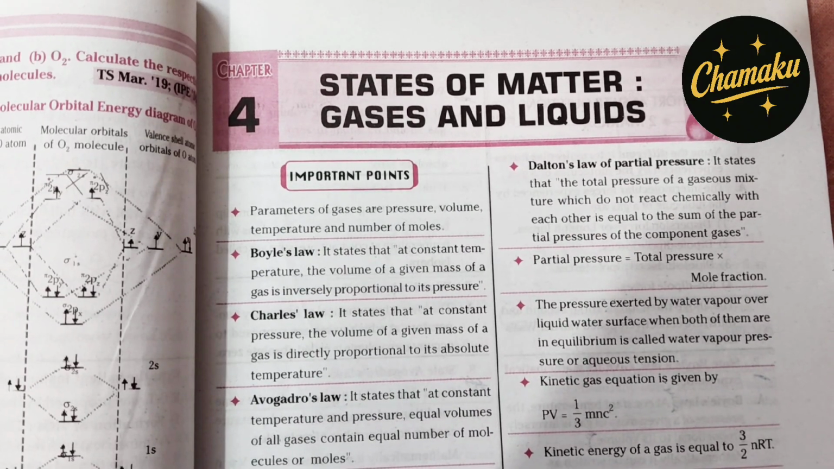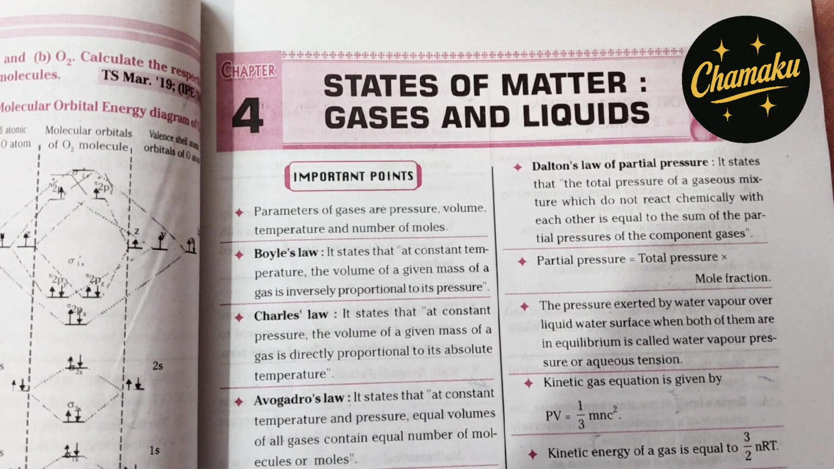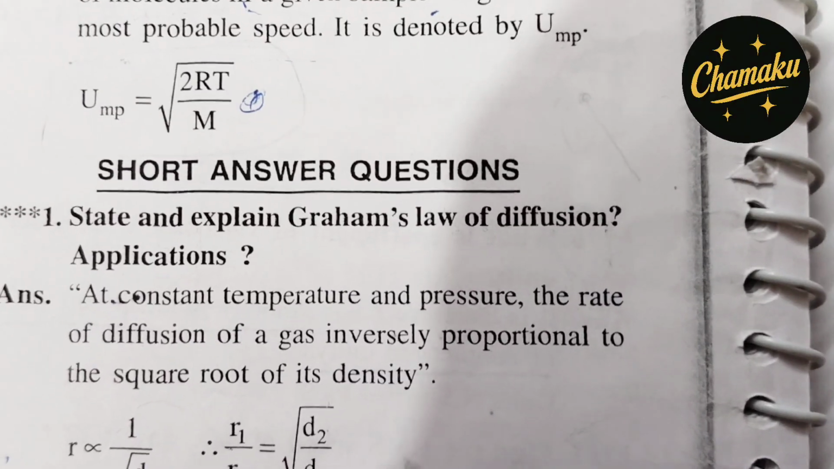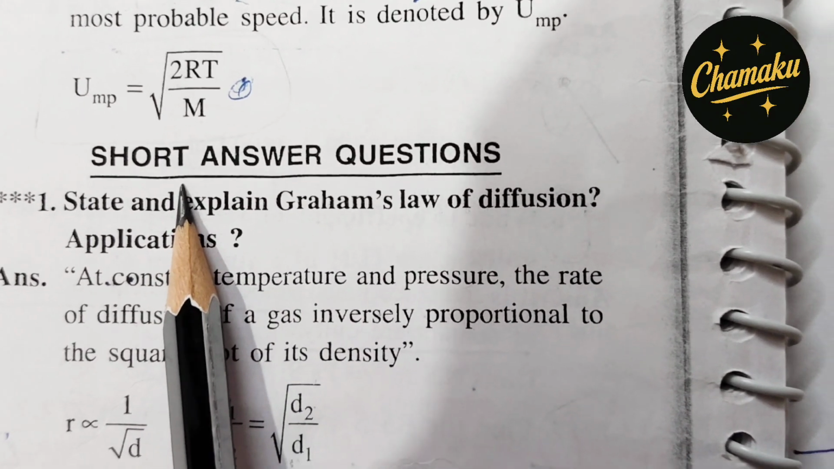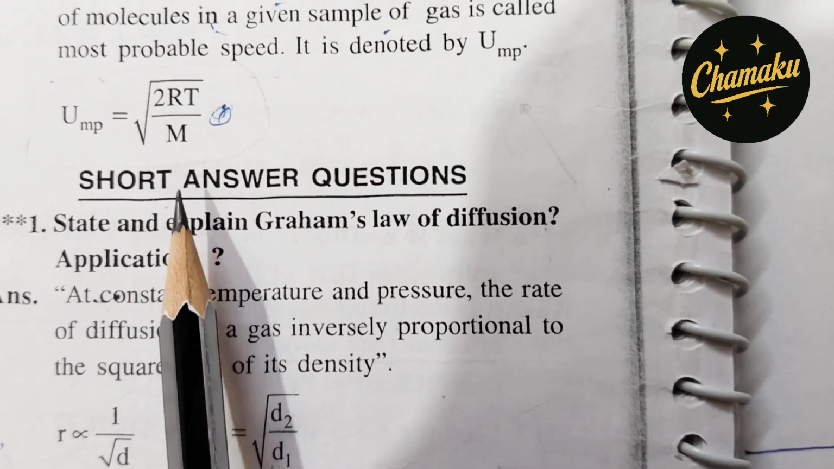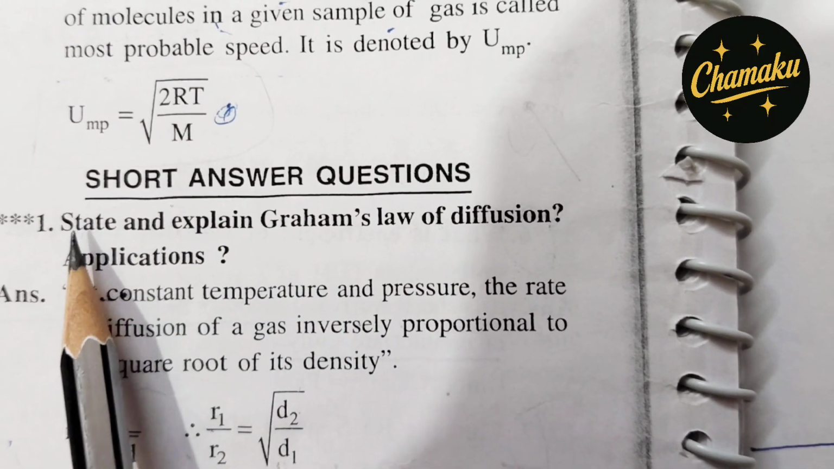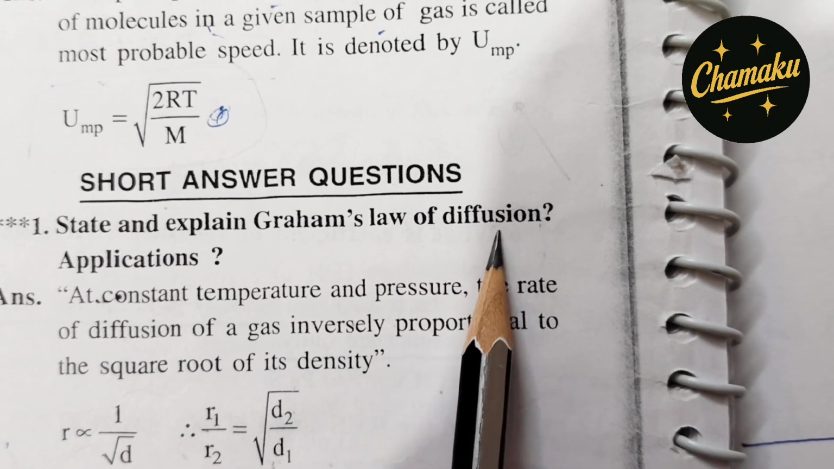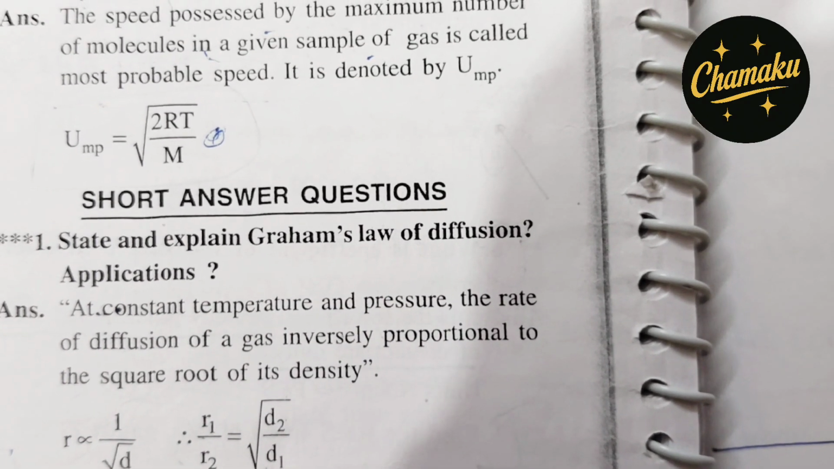So without any further delay, let's complete this chapter in a very easy and simple way. As you can see, first manam short answer questions complete cheskundamu, then we will go to very short answer questions. So first question, state and explain Graham's law of diffusion and its applications.